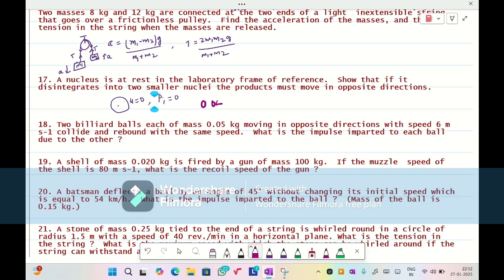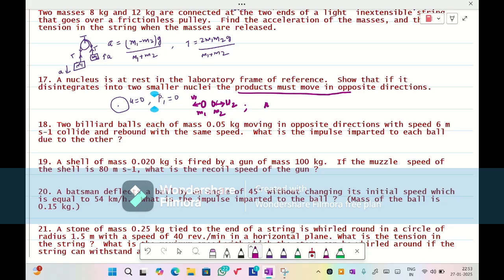So one is having V2 velocity and another one is having V1 velocity, so that the product must move in opposite direction. That is the question. Since the ratio of these two masses is not given, I will take M1 and M2.